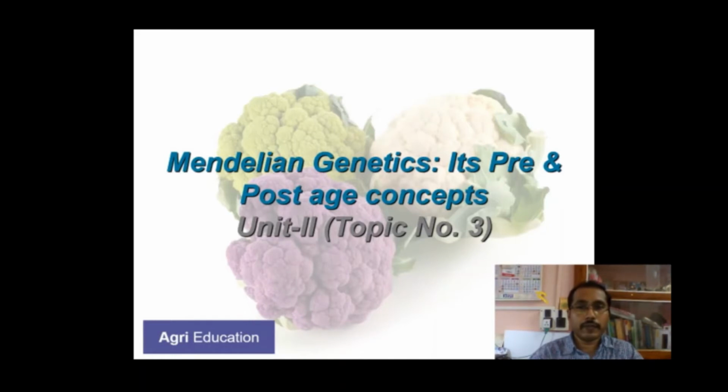I will classify in three different ways. First, pre-Mendelian inheritance, their incidents and their discoveries, different events before Mendelian discovery. After that, Mendelian inheritance, and a very short of post-Mendelian inheritance. The details of post-Mendelian inheritance will be discussed in another lecture. So this is the Unit II topic number 3.